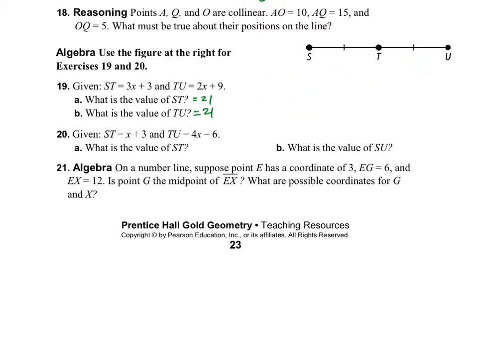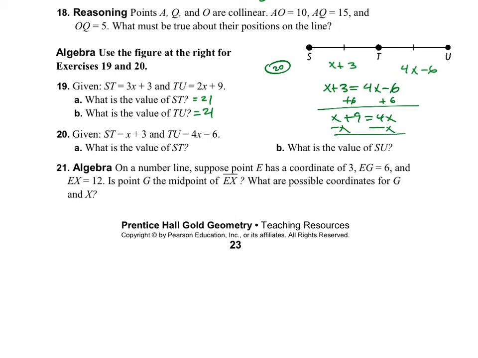Okay. So number 20 is giving you that ST equals x plus 3, and TU equals 4x minus 6. So again, I'm going to go x plus 3 equals 4x minus 6. So plus 6, so x plus 9 equals 4x, minus x. So 9 equals 3x. So I divide by 3. x equals 3.